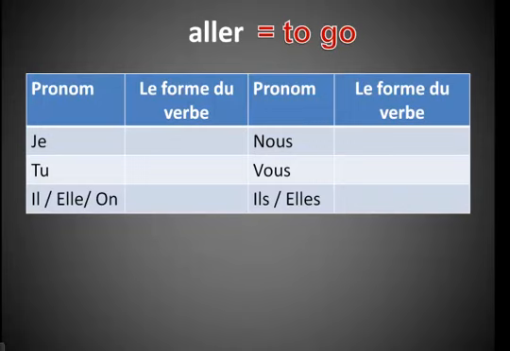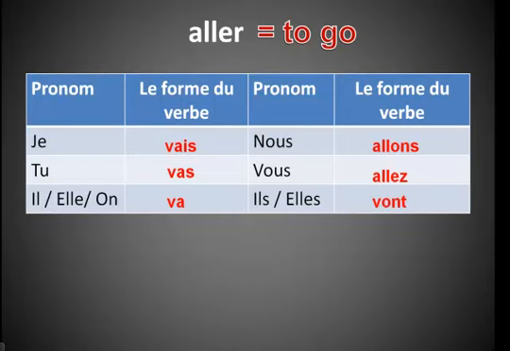So to say I go or I'm going, you would say je vais. To say you go, tu vas, where that S is silent on the end. Il, elle, on va, to say he goes, she goes, or one goes. Nous allons, to say we go. Vous allez, to say you all go. And ils or elles vont, to say they go.